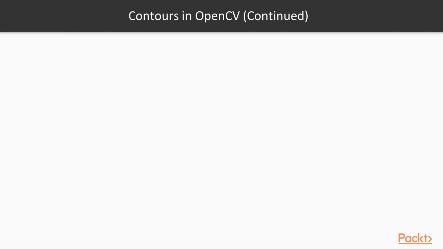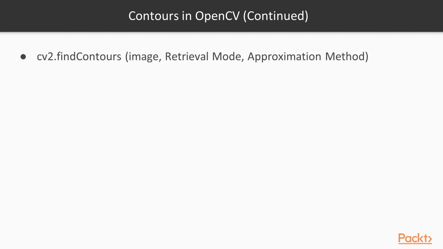So now, before we move into the code, let's take a quick look at how the cv2.findContours function actually works. We have 3 main input arguments into this function: the image we're working on, the retrieval mode, and the approximation method.